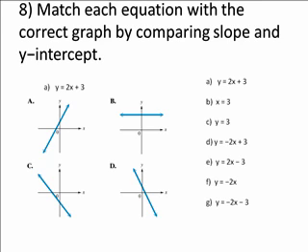And let's look at B. B is a horizontal line. And so if I look at equation B, x equals 3 is a vertical line. It'll be right about here probably. Y equals 3 is a horizontal line. And you have a positive y-intercept. So equation C matches graph B.